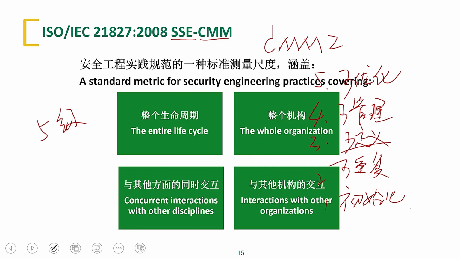This model has about 22 evaluation domains in total. That is, the content of the evaluation work. Then each evaluation domain has 5 levels, that is, the 5 levels we just described. After I evaluate the maturity of each evaluation domain, I will combine them to get a rating result. This is what we call SSE-CMM.